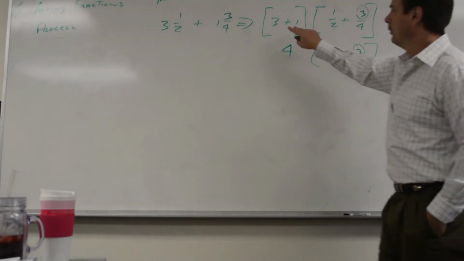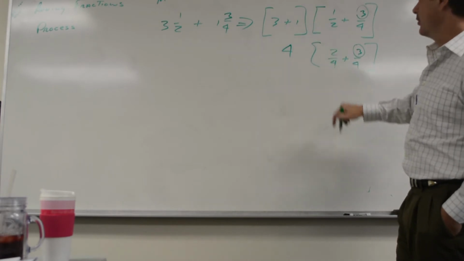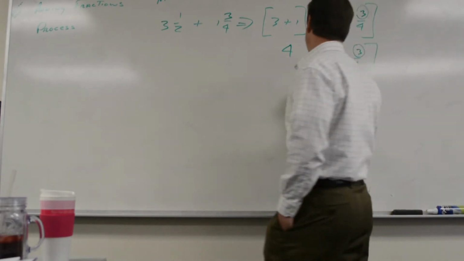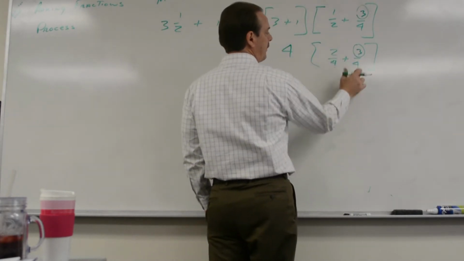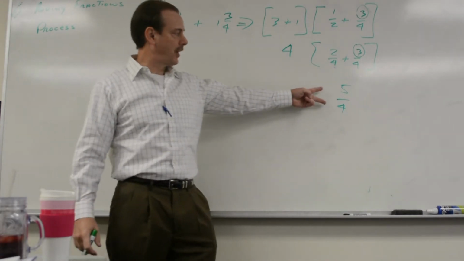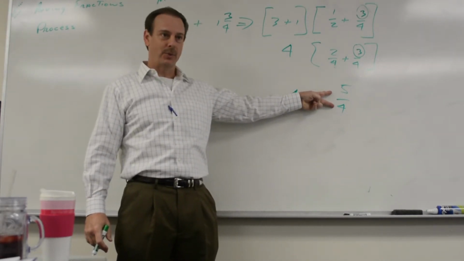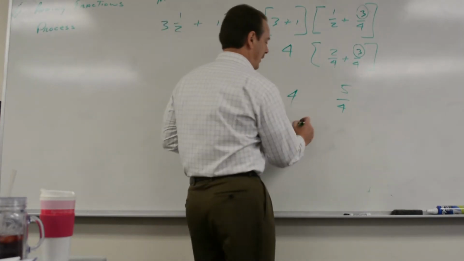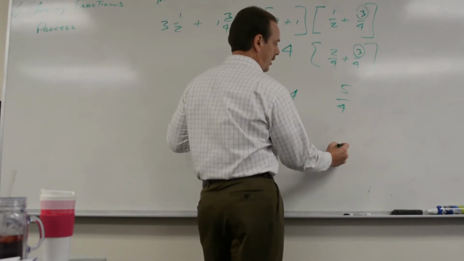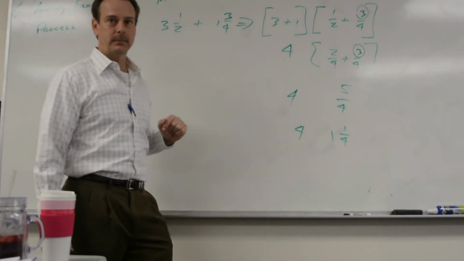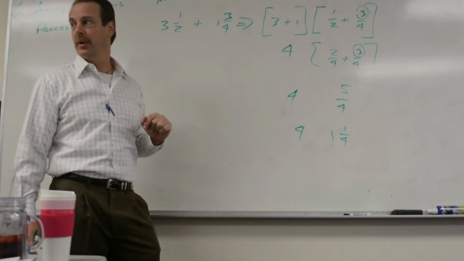All right. We already added the 3 and 1 and got 4. That doesn't change. We got to add this together, right? This is going to become 4, and this is going to be 5/4. That's saying that this fraction is greater than 1, so we have to take the 1 from this and put it back over here. So 5/4 is going to change to 1 1/4. Everybody follow me on that?